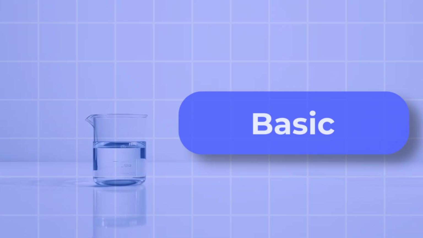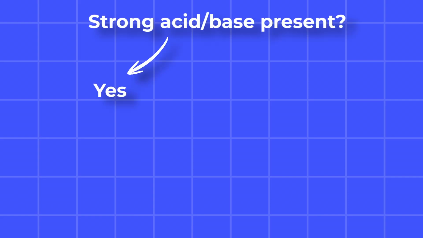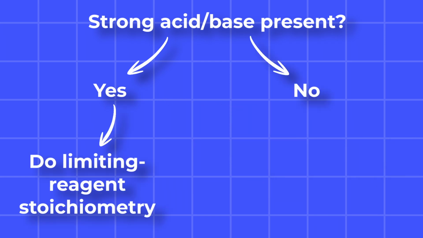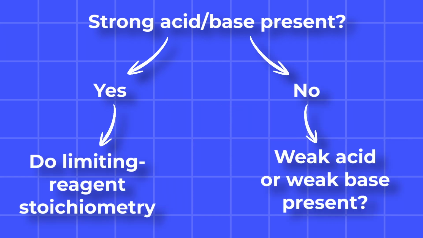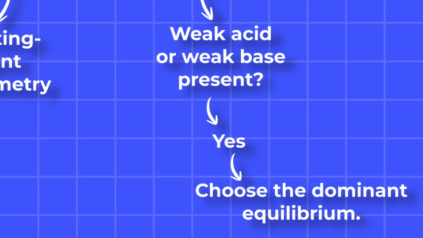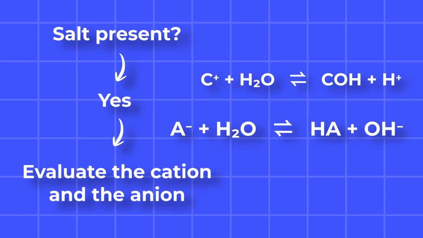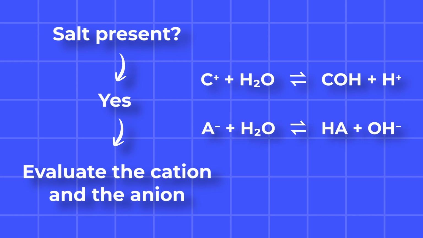Here is the overall play. If a strong acid or base is around, do a quick limiting reagent check first. If not, and you have a weak acid or a weak base, pick the single equilibrium that matters. If you have a salt, test both the cation and the anion to see which side controls the pH.